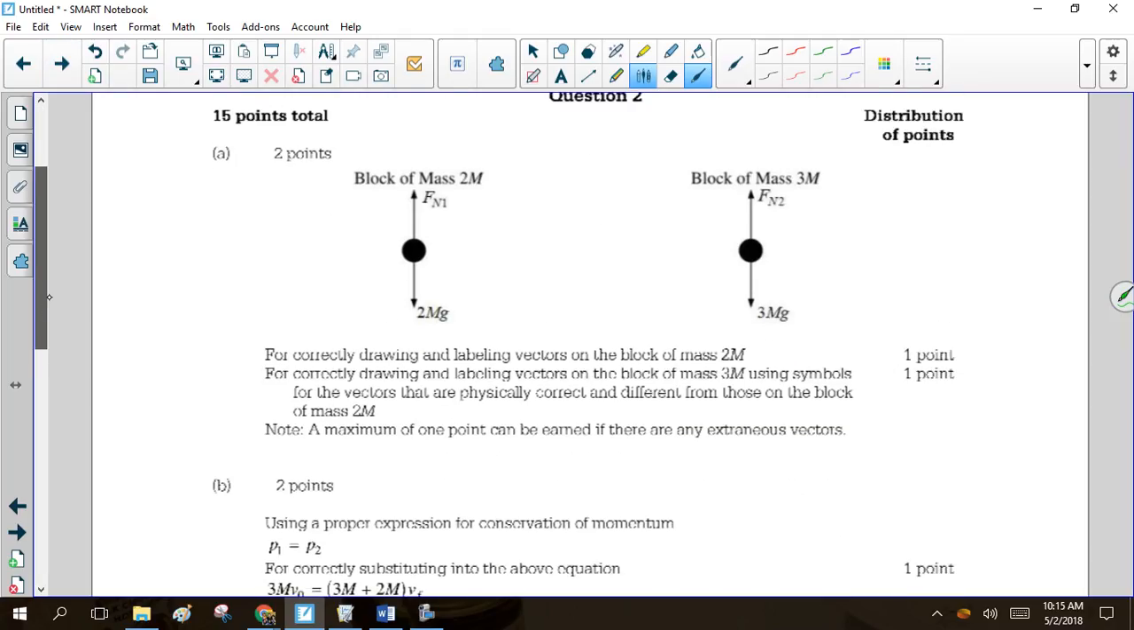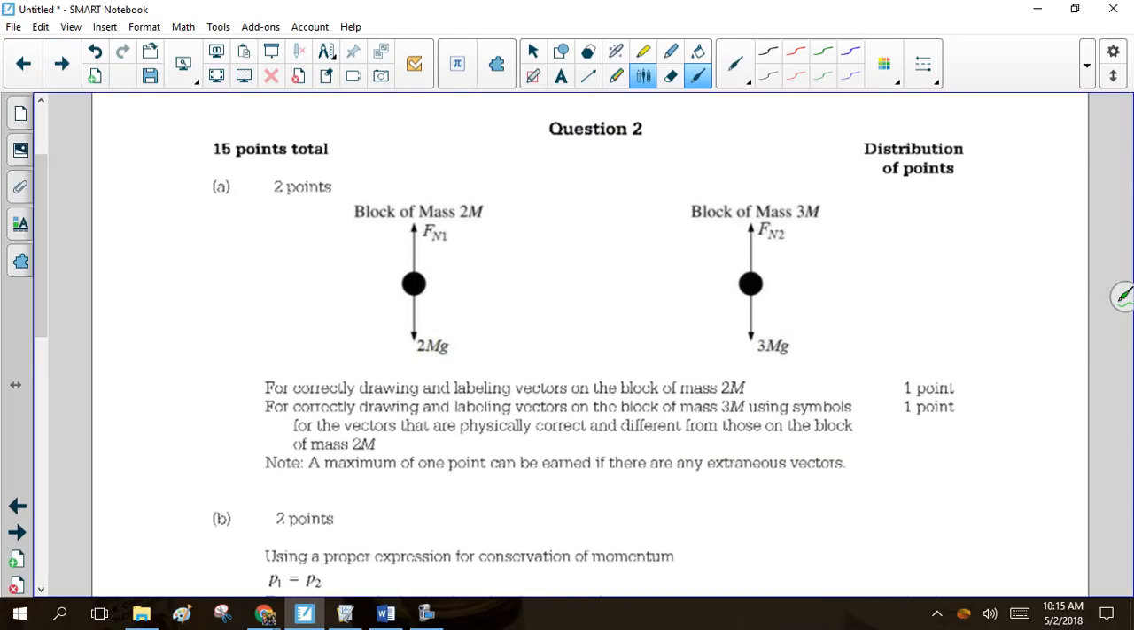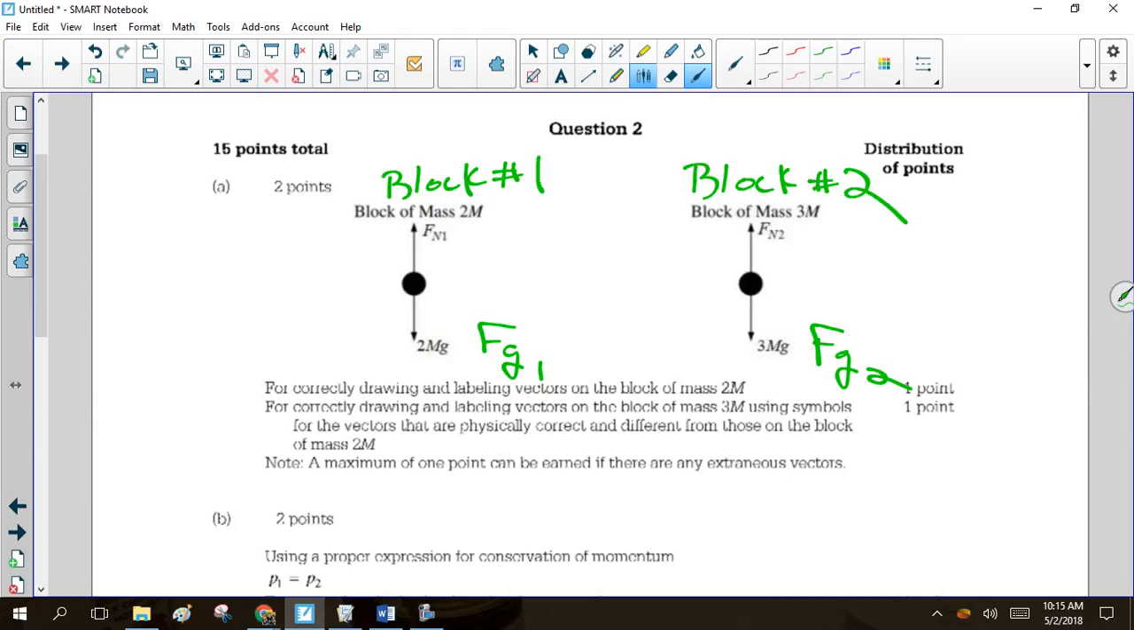All right, so here's your free body diagrams. Again, notice how they labeled the force of gravity. If you're adamant about using FG, then I would call this FG number 1 and call this FG number 2, where this is block number 1 and this is block number 2 or something. But just make sure that the graders know what your symbols mean. You know what I mean? All right. Everybody cool with why those are the only forces on there? I thought this was a weird question.